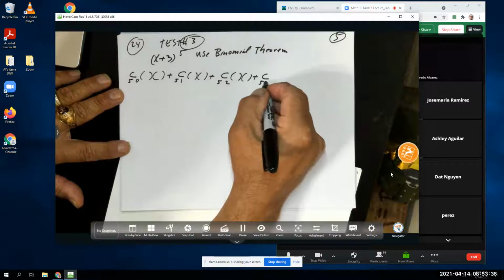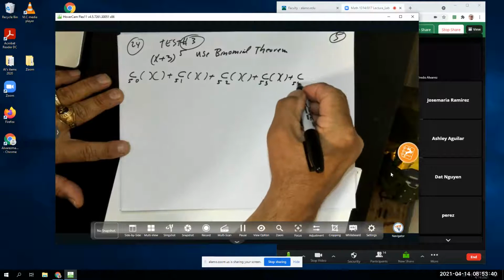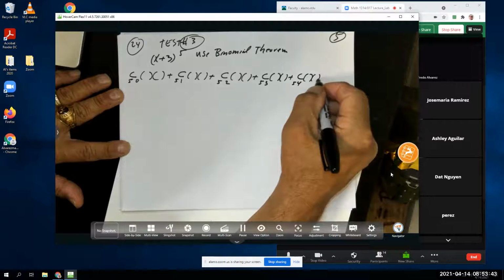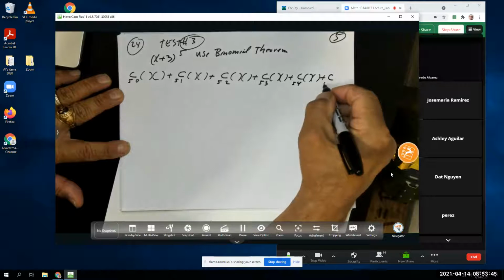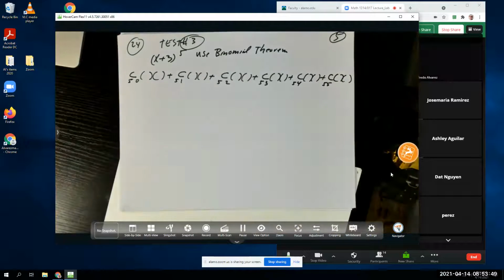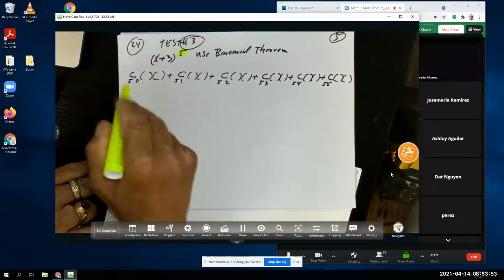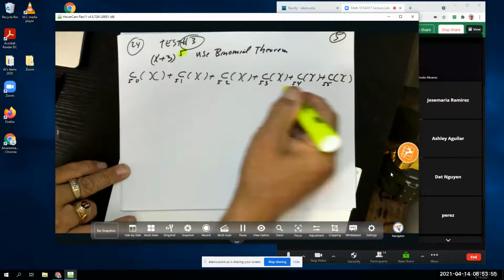C(5,3) and blanks. C(5,4) and blanks. And C(5,5) and then 2 blanks right here. Okay, that's what you go. You start with whatever's up here, and then you go 5C0, 5C1, 5C2, 5C3, 5C4, 5C5.